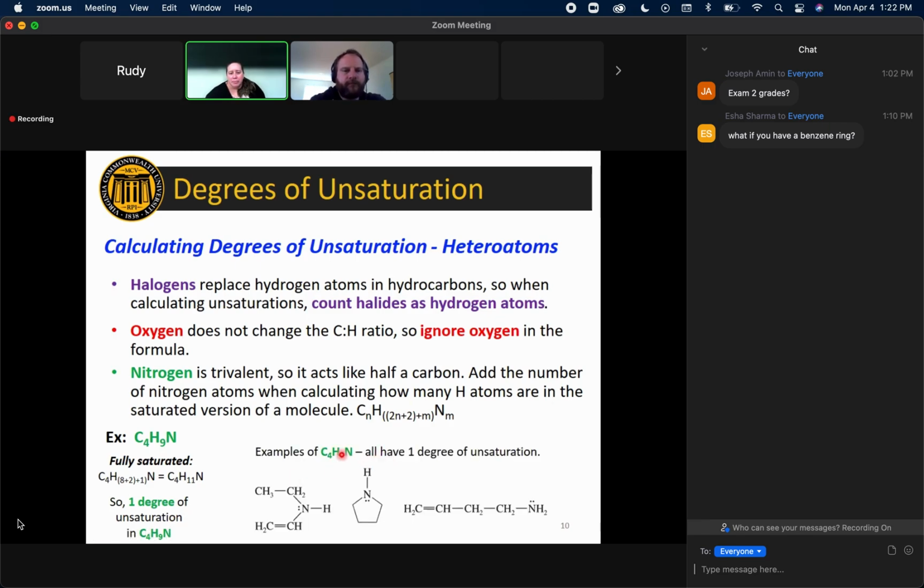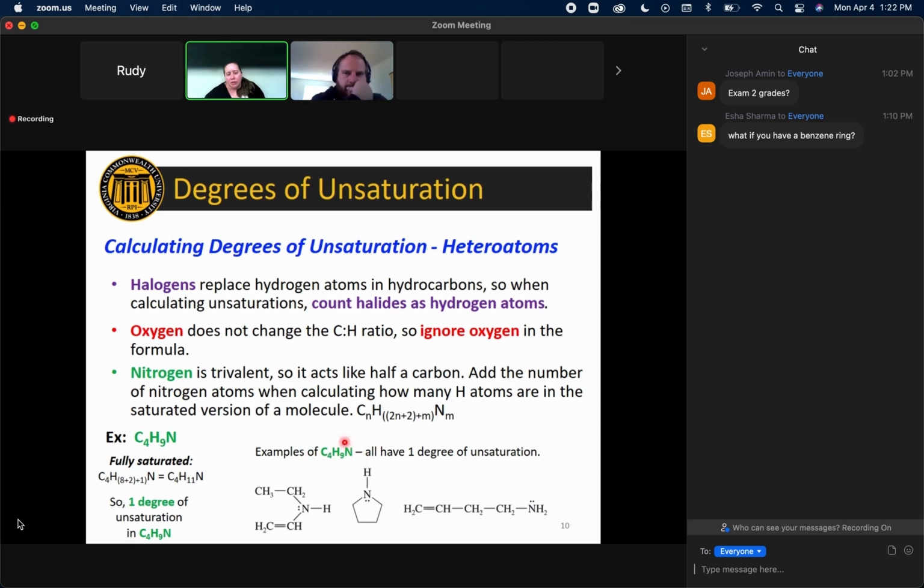So here are some examples. You can draw any version of C4H9N that you want to, as long as you're still obeying the octet rule and trying to not have formal charges, right? And it doesn't matter what orientation, what branching, what anything you use.